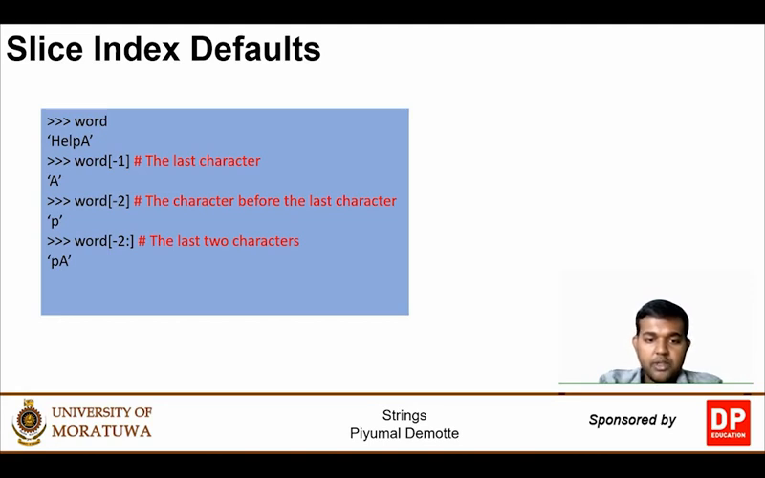Furthermore, if we use the slice notation with -2 as the second index without specifying the first index, this will return everything except the last two characters of the string as a substring.